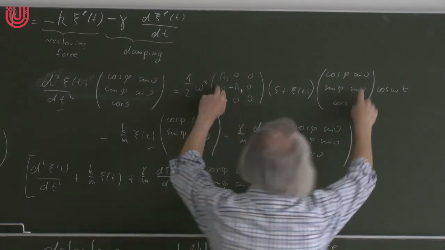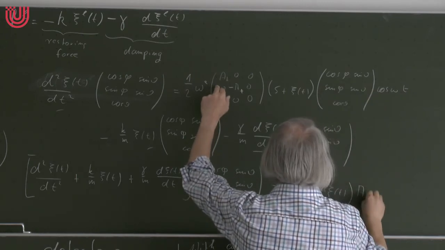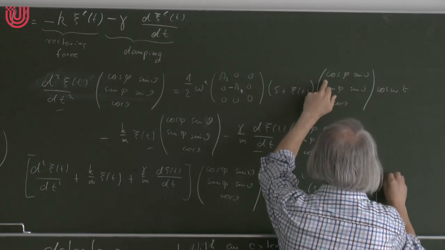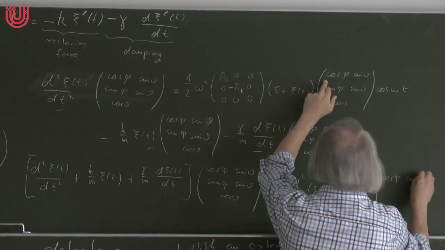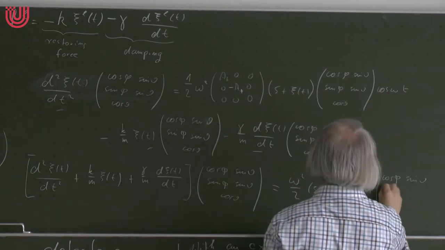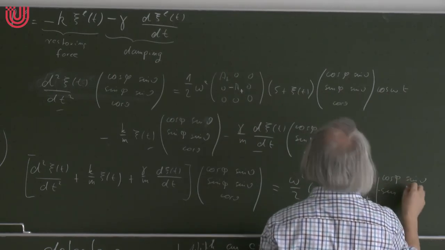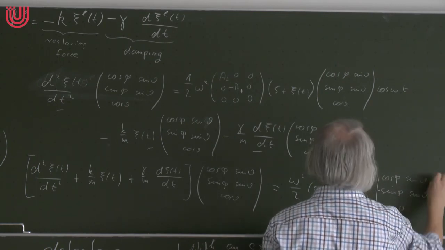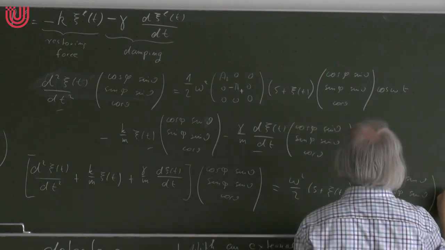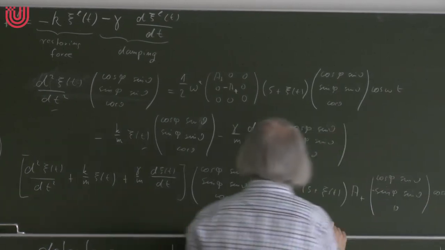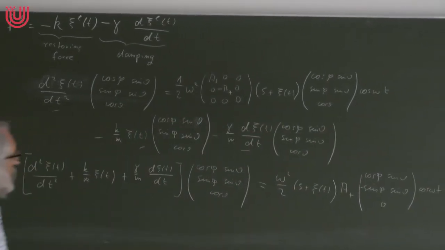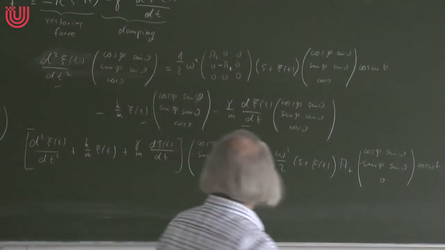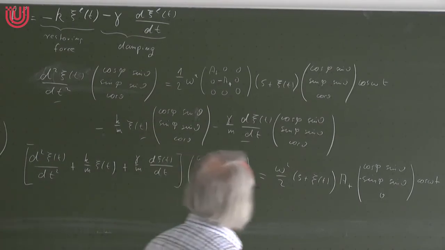And then I have to multiply this out. Well, every term contains a factor a plus. And then I get in the first component this with a plus. In the second component this with a minus, minus sine phi, sine theta, and in the last one a 0. And the cosine omega t. Okay, so you see we get a scalar differential equation for psi of t.